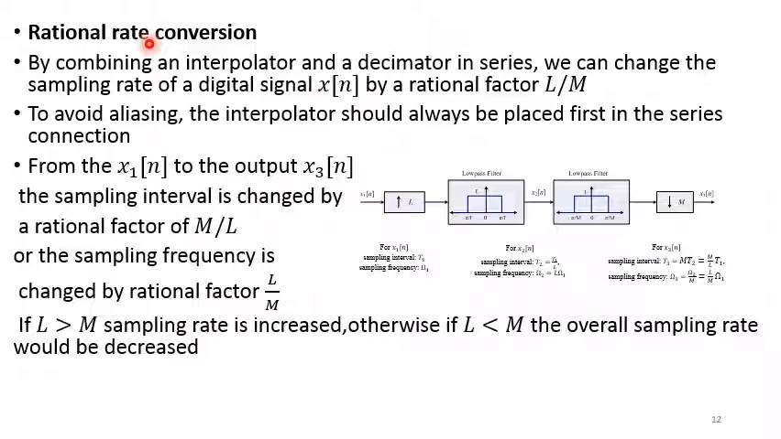So from x1 of n, we interpolate, then we use a low pass filter, then we use another low pass filter with a cutoff frequency. Because we are downsampling by a factor of M, it will have a cutoff frequency of pi by M. I think these derivations we have already done, so we'll go straight ahead, and then we downsample by a factor of M. So if L is greater than M, the sampling rate is increased, and otherwise it will be decreased.